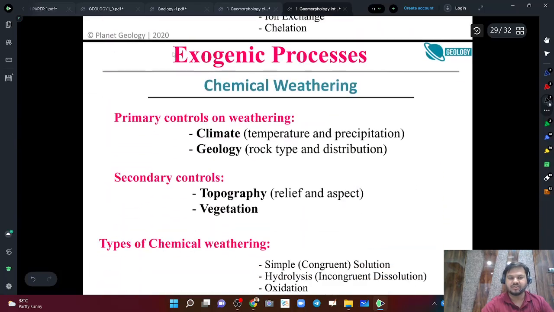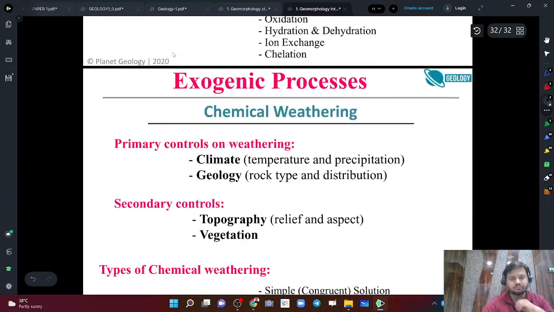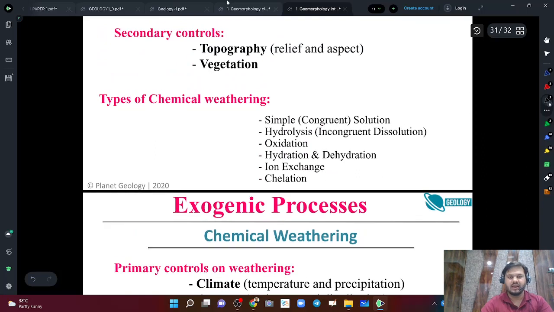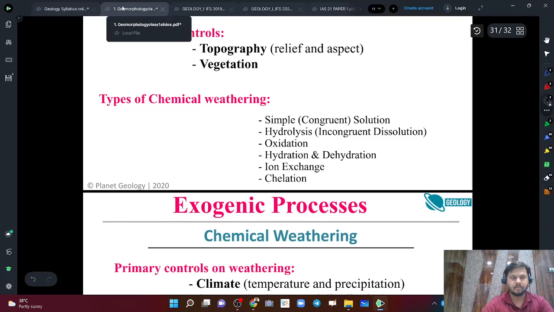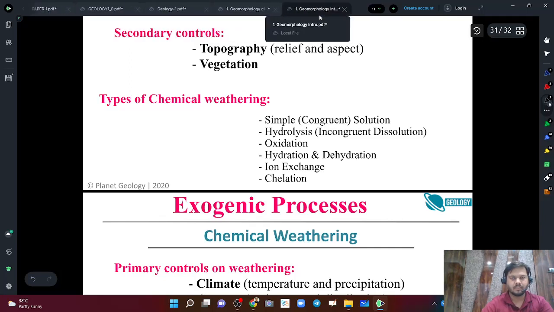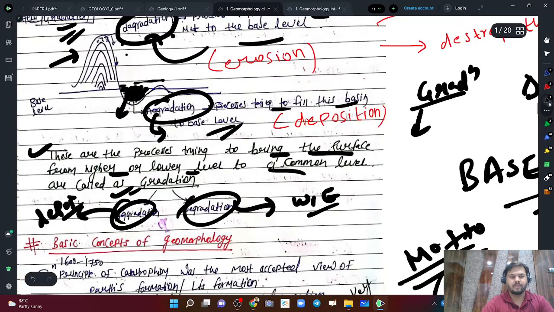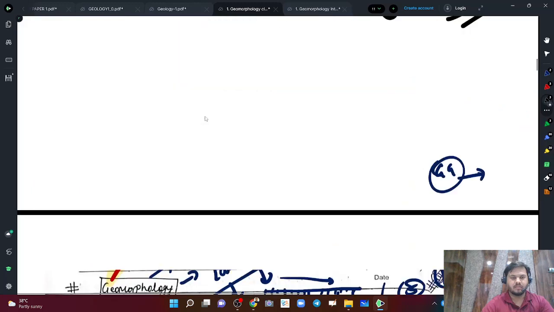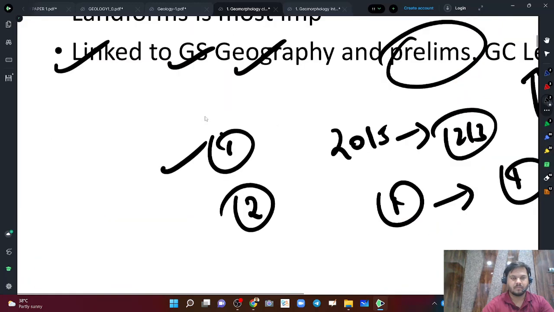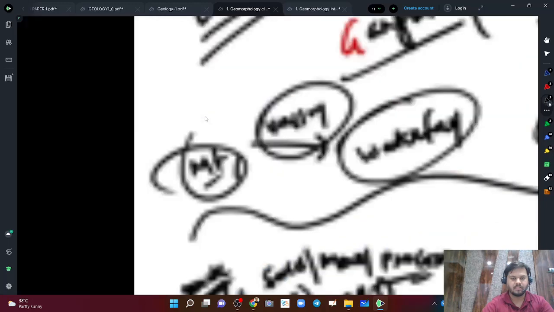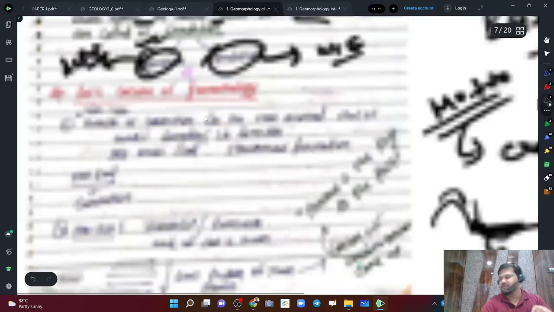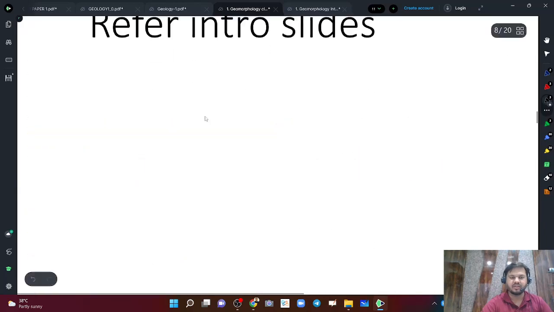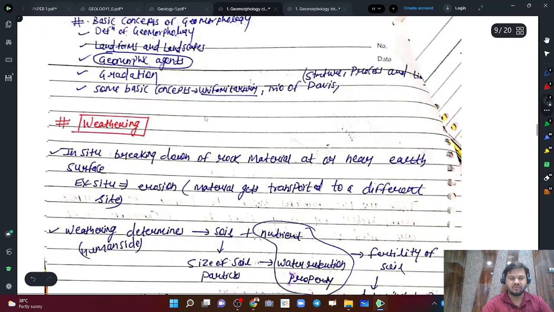Then the second type of exogenetic process is, right. So I'll go through my notes. I think weathering. Okay, so we'll cover weathering. We still have some time, so we'll take 15-20 minutes and start off with this.